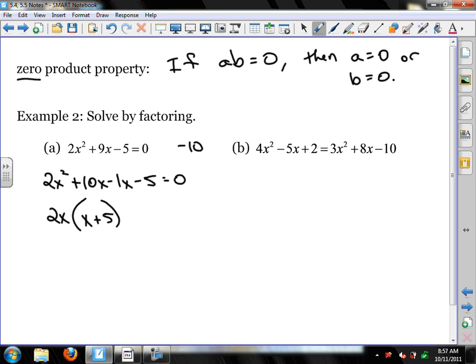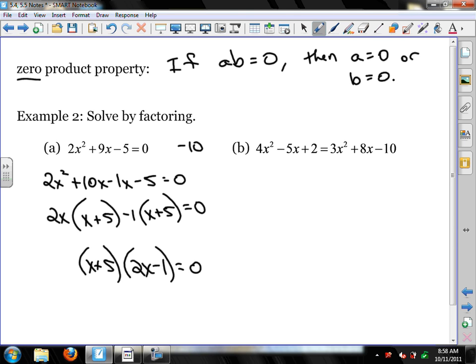The last two I can take out negative 1, leaving us with x plus 5. Factor x plus 5 out of the whole thing, which would leave us with 2x minus 1. That's how to factor that. If it just said factor, we'd be finished.